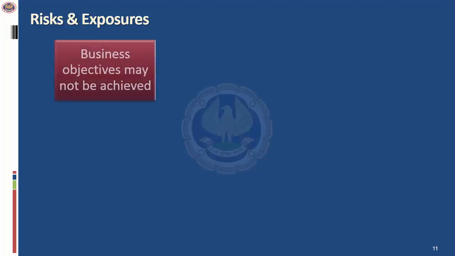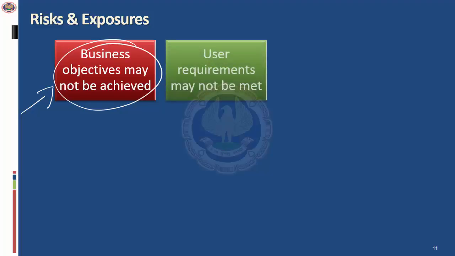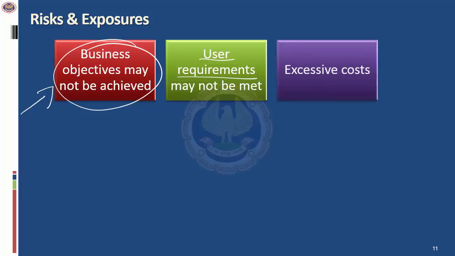Now let's look at the risks and exposures. So what are the risks and exposures? One, the business objectives may not be achieved. We said risk is anything which prevents you from achieving the business objectives. The user requirements by implementing the technology may not be met. Or there could be excessive cost. You are implementing a particular project and the costs are quite high.